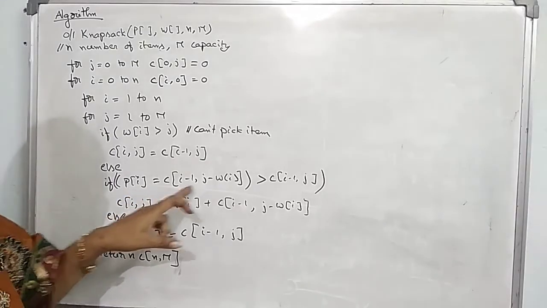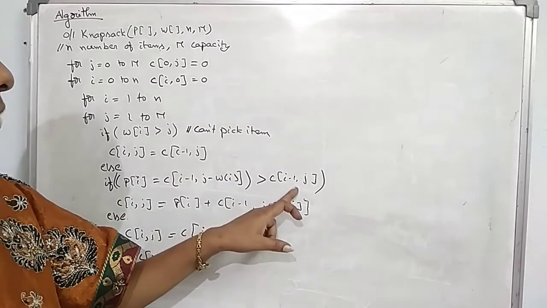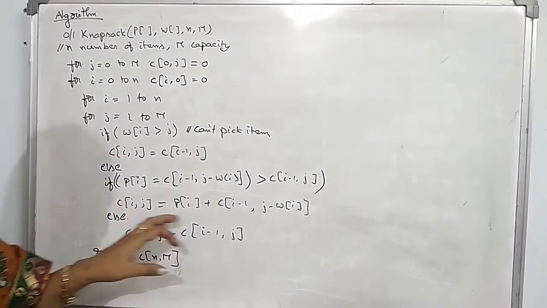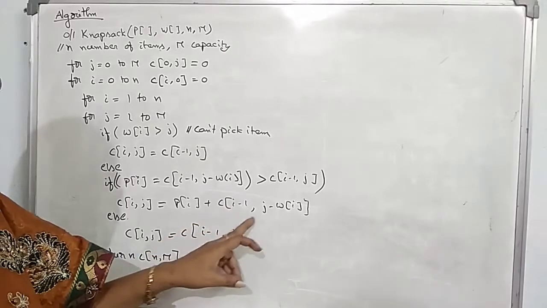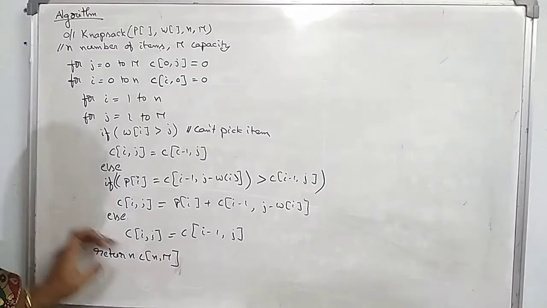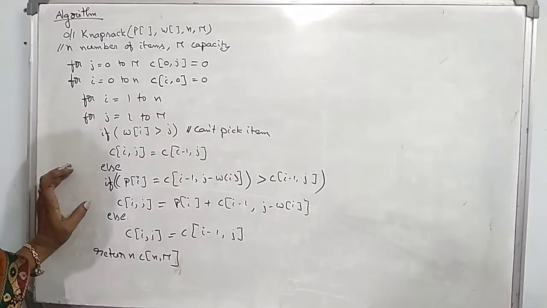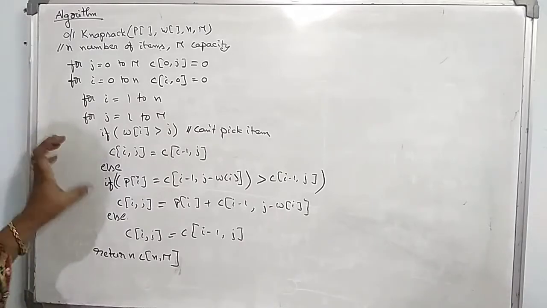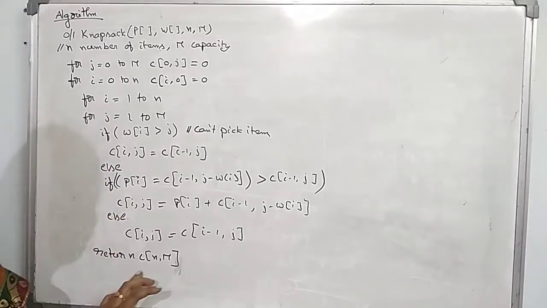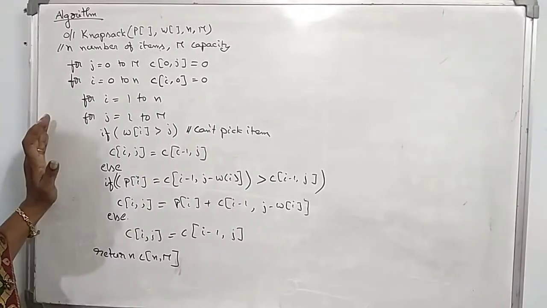If it is not greater than j, then you can check this condition: p of i plus c of i minus 1 comma j minus w of i is greater than c of i minus 1 comma j. If the condition is true, then you can set c of i j equal to p of i plus c of i minus 1 comma j minus w i. If the condition is false, then you can set c of i j equal to c of i minus 1 comma j. So that means depending on the j minus w i value, you can set either condition 1 or condition 2. After completion of this process, next you can return c of n comma m. So this is the algorithm you can apply for the knapsack problem.